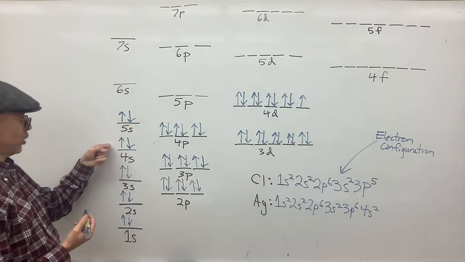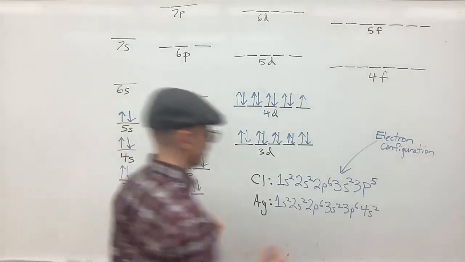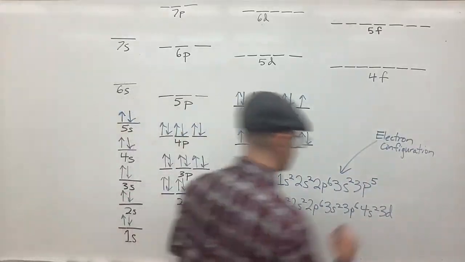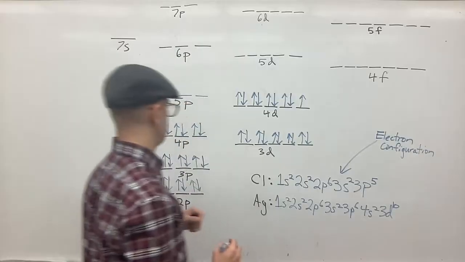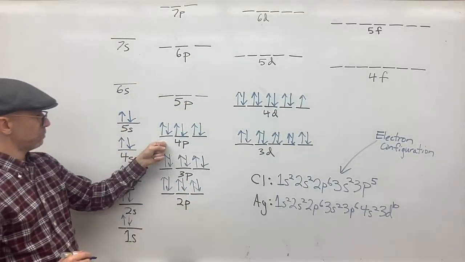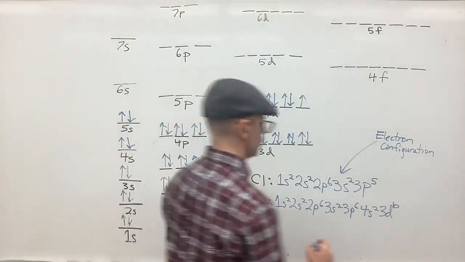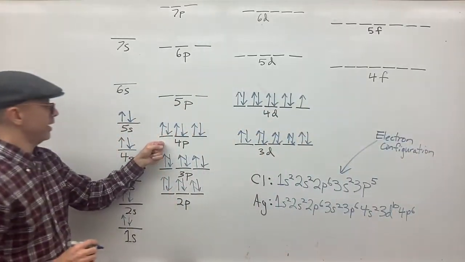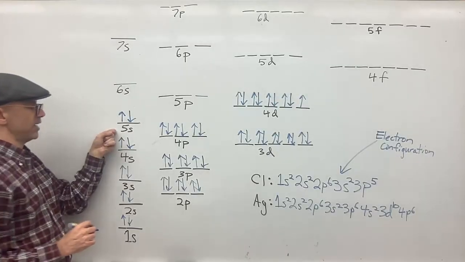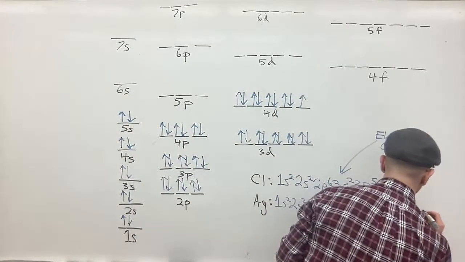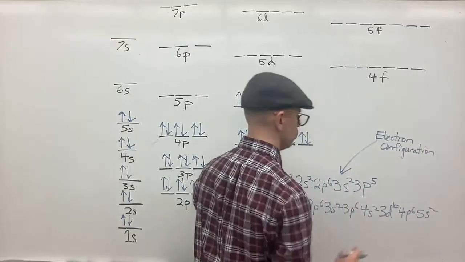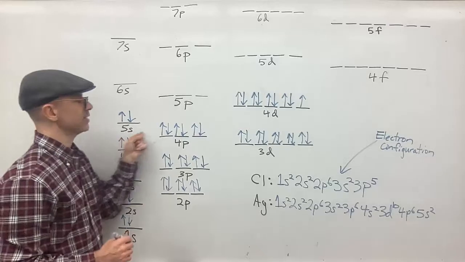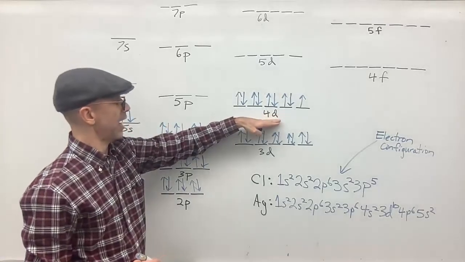Okay, we got to keep going. So next is going to be 3d. That's going to be 3d, and we have 10 electrons. So that's going to be 3d10. Next is 4p. They have 6 electrons. So 4p6. Next is 5s with 2 electrons. 5s2. Oops, that's an ugly 2. 5s2. And then next is 4d9.